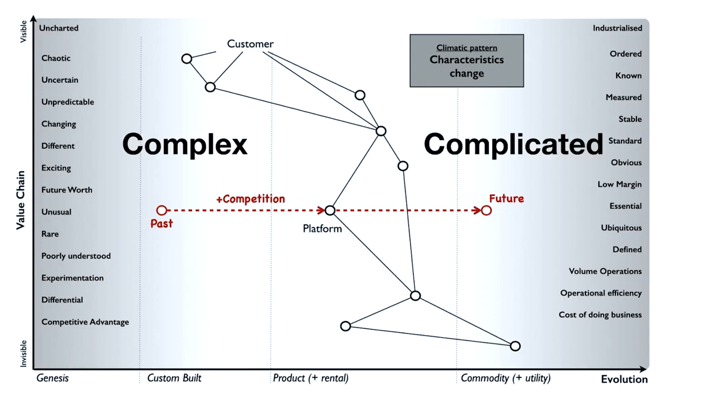On the left of the map appears the word complex, on the right, the word complicated. So if we view these through our previous framing, we can see that components go from being thought of as complex to eventually being thought of as complicated.